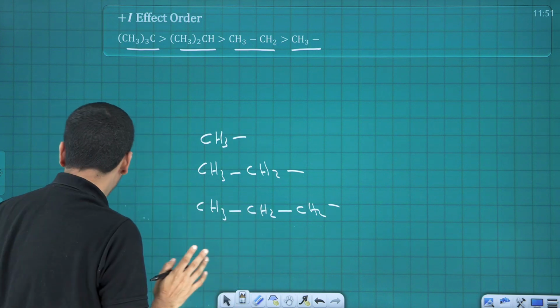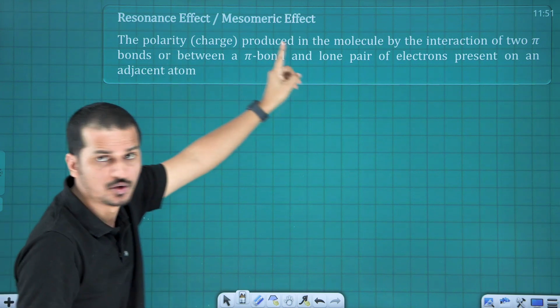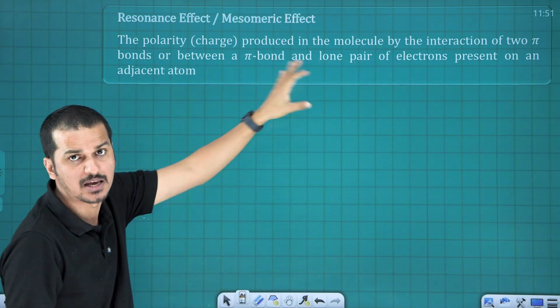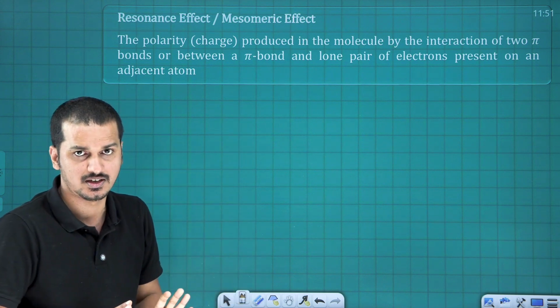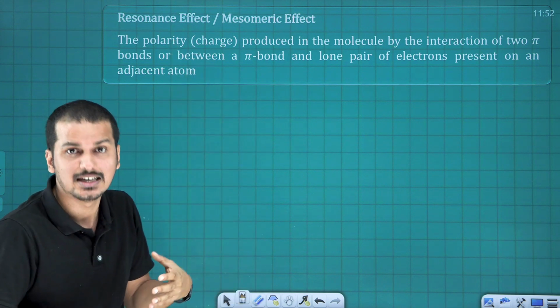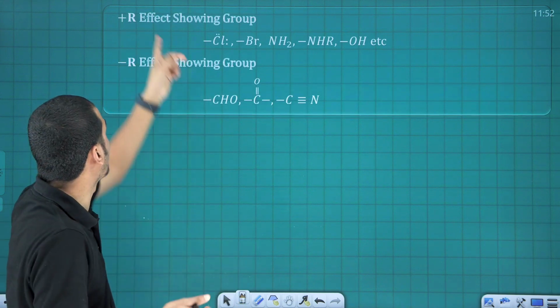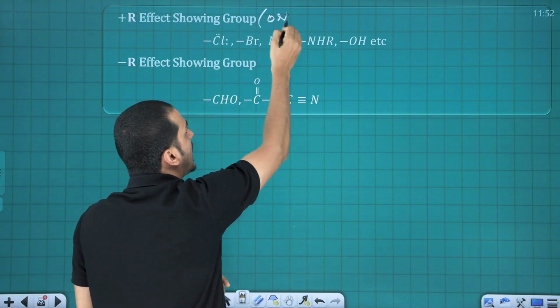Clear? Next again, resonance effect. Resonance effect means the polarity produced in the molecule by the interaction of two pi bonds or between a pi bond and a lone pair. Because of the complete displacement of those pi electrons, polarity is developing. That may be of two types, either plus R effect or minus R effect. Plus R effect showing groups are actually ortho-para directive groups.